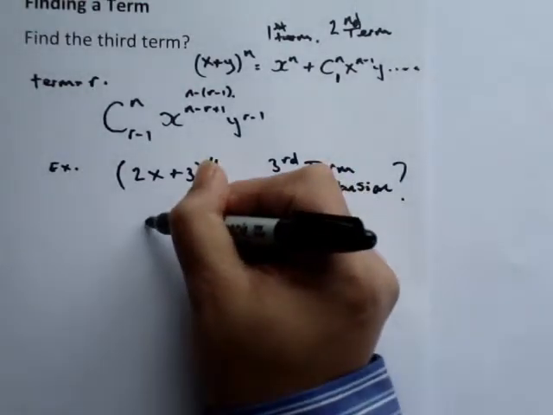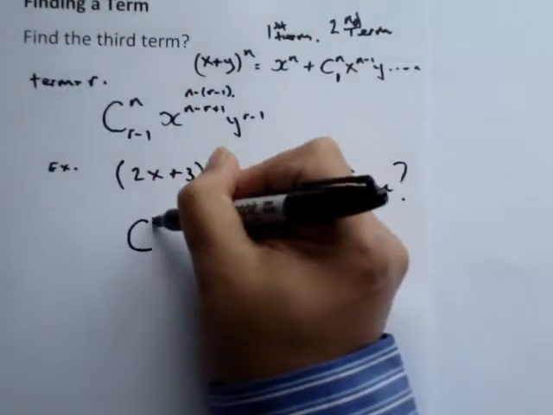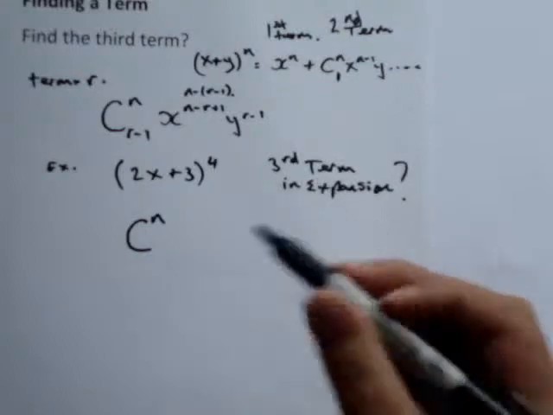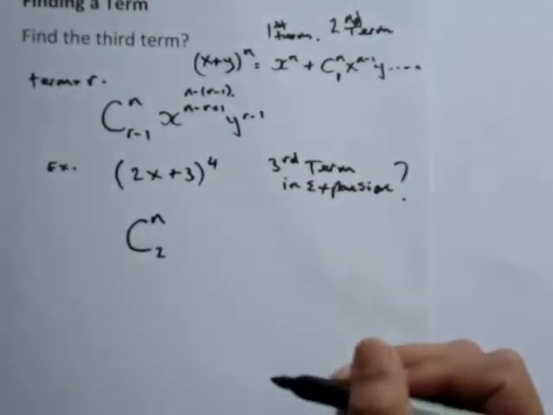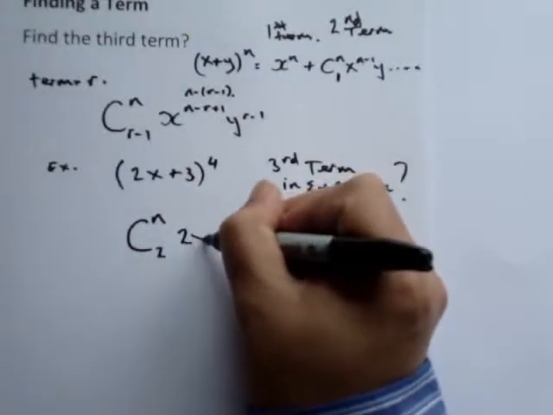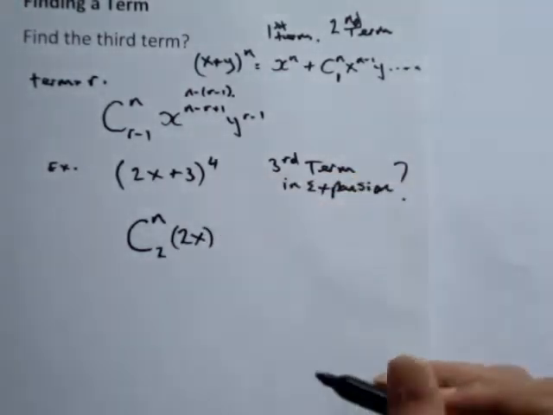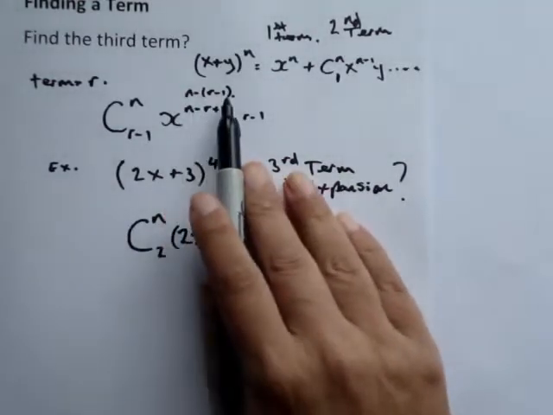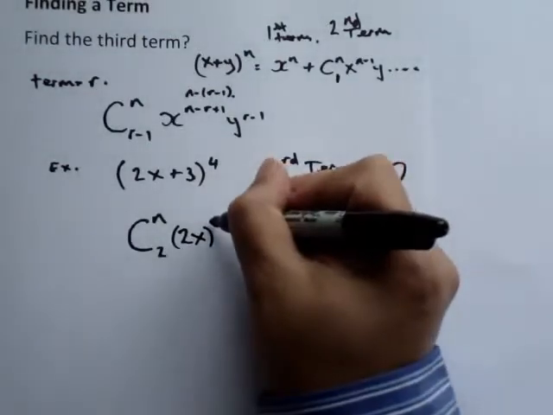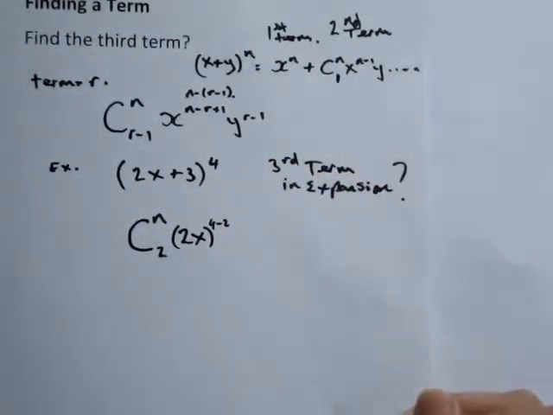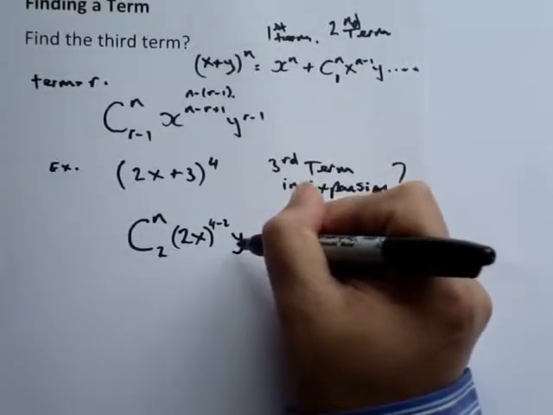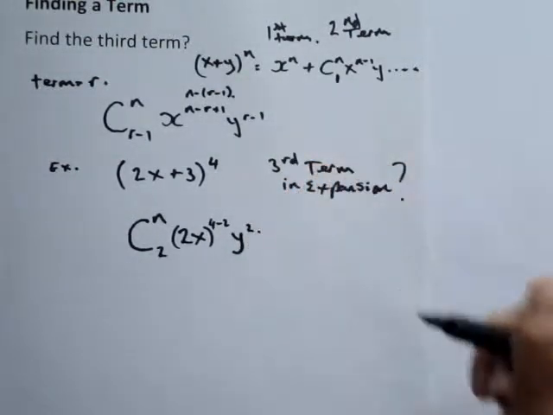So let's write that out. This would be nC(r minus 1), and r minus 1 would be the third term minus 1, that would be 2. Then we'd have the x, so in this case that's 2x. And then we'd have n minus (r minus 1), so that's 4 minus 2. So we can write that out here, 4 minus 2. And then the y, which is the 3, which would be to the power 2.